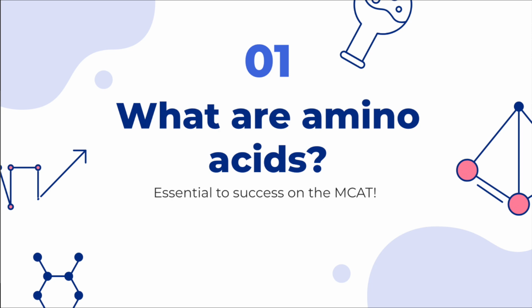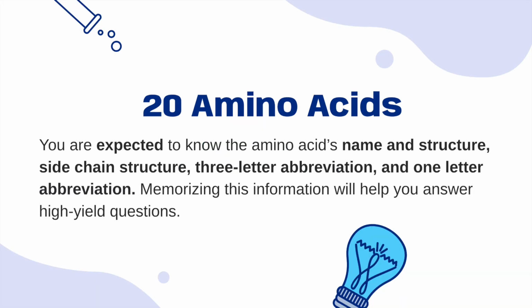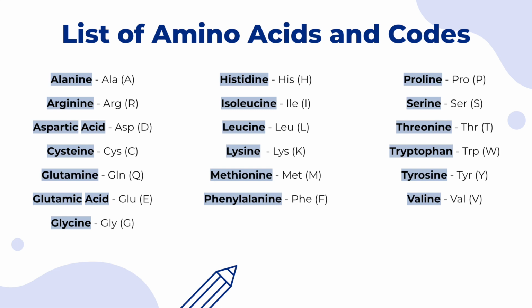And as seen on the slide, they truly are essential to your success on the MCAT, whether answering the simpler which amino acid questions or seeing common amino acids within broader contexts in passages. There are 20 amino acids to memorize, which are listed on the slides here, including their names, side chains, structure, and 1-letter and 3-letter codes.